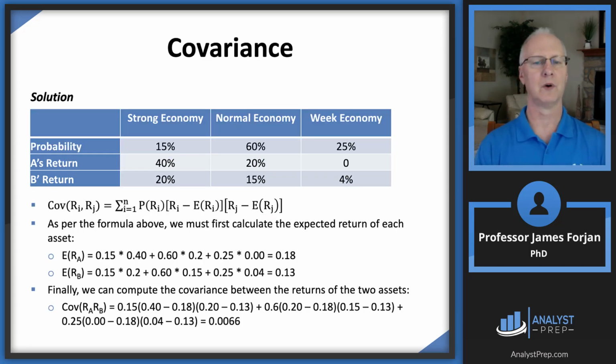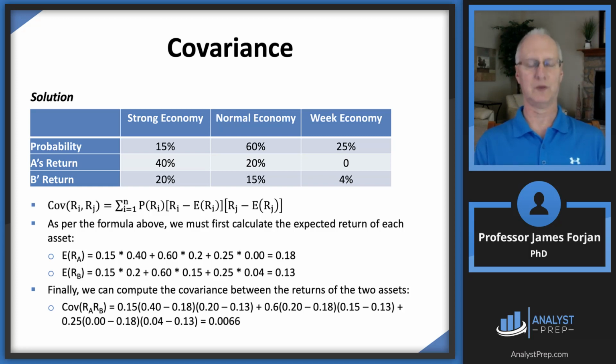All right, so here's what we're going to do. First thing we've got to do is calculate X bar, the mean. Notice in the first two circle points I have there, expected return on A, expected return on B. Those are just the probability weighted returns that we did in the previous example. Here we come up with 18% and 13%. All right, so now, ready, let's do covariance.